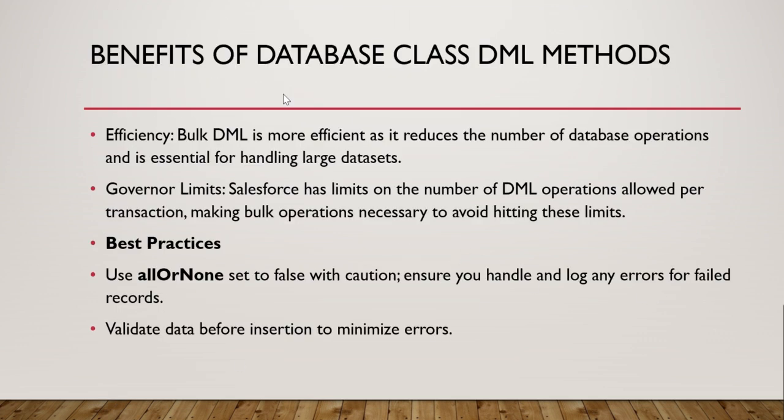So finally, to summarize the benefits of database class DML methods over normal DML: bulk DML is more efficient, so you use a list for handling large data sets. It will help you stay within governor limits, and if you set all or none to false, you can handle and log any errors for the failed records. And you should also validate the data before insertion to minimize errors. So these are some of the best practices to use with database class methods.